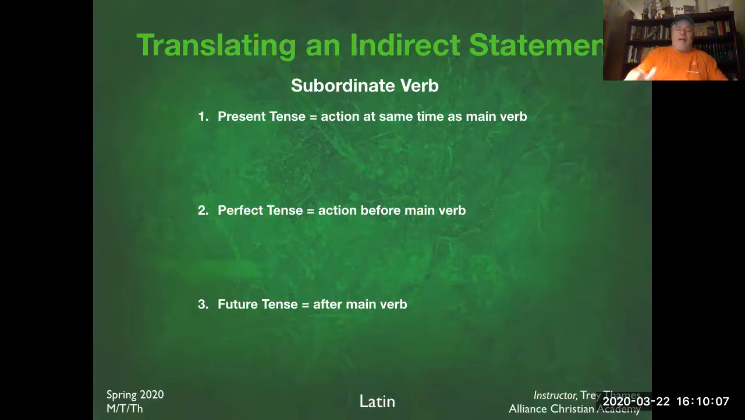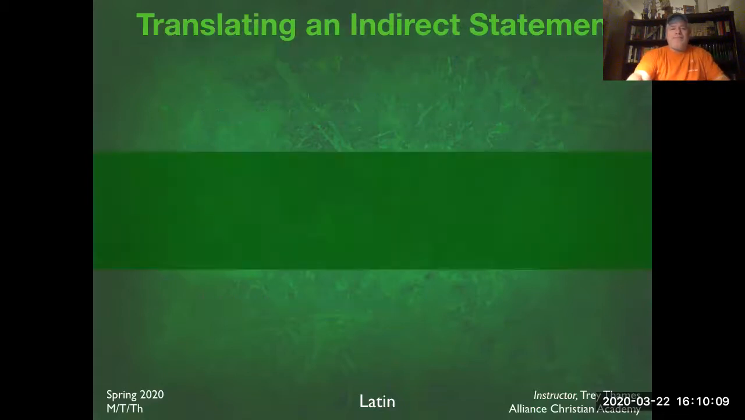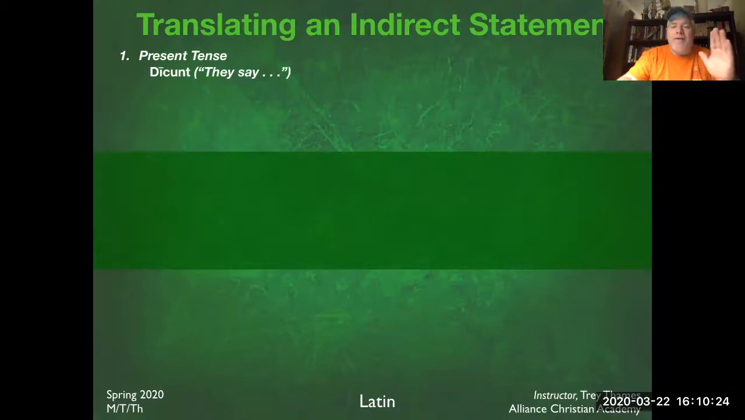So what does that look like? Well, we've got a little chart here to help us out, right? And stay with me here. This will make sense if we work it through. So if your main verb is in the present tense, for example, dicunt, they say, that's present tense. They say, they are saying. Your main verb is they say. Okay, let's look at the first example. If the subordinate verb is in the present tense, so let's give us an example.